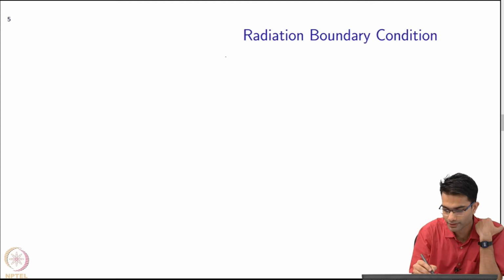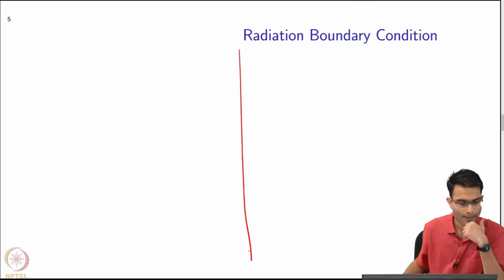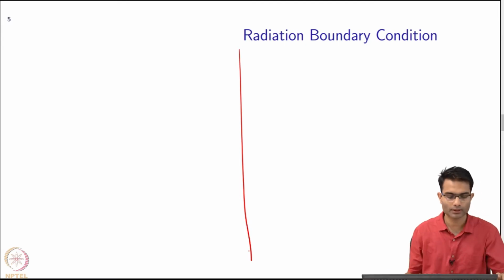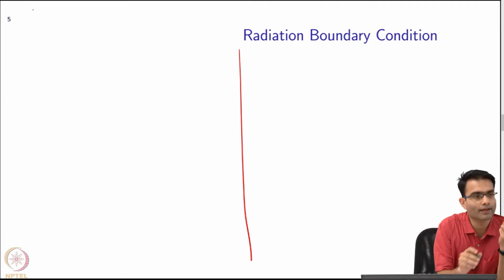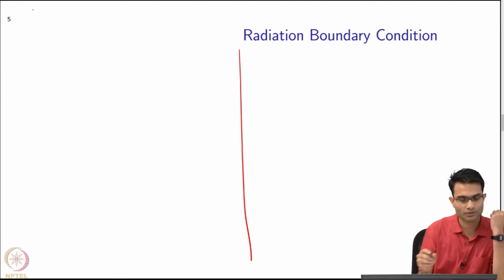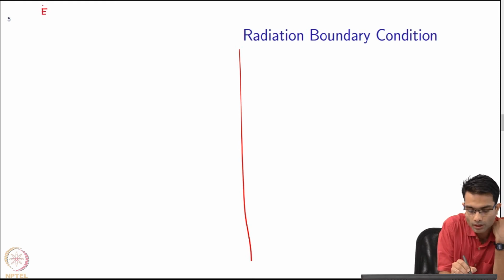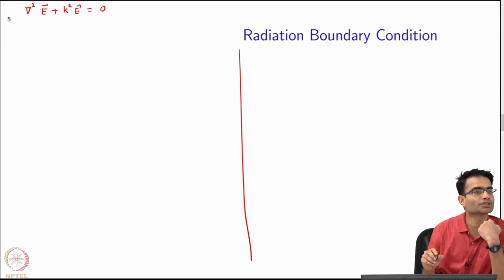Let's look at the radiation boundary conditions now. Before I get into that, one general principle we will derive. Suppose I have an unbound medium. We know that the solution to Maxwell's equations in this unbound medium follows the Helmholtz equation, and we know that the solution to this is a plane wave.